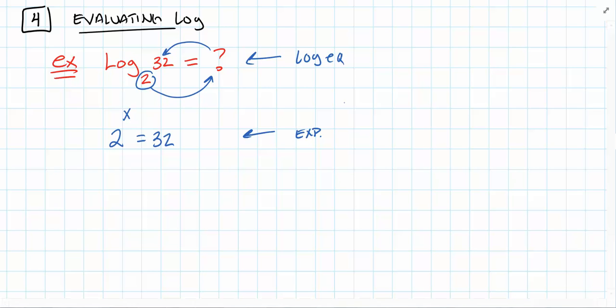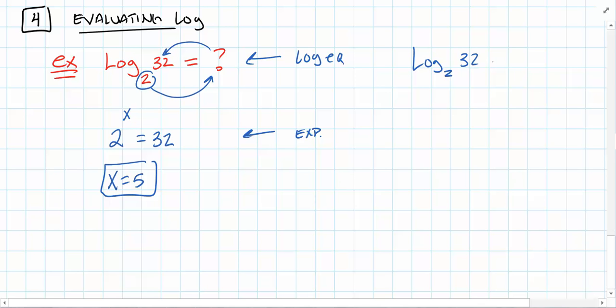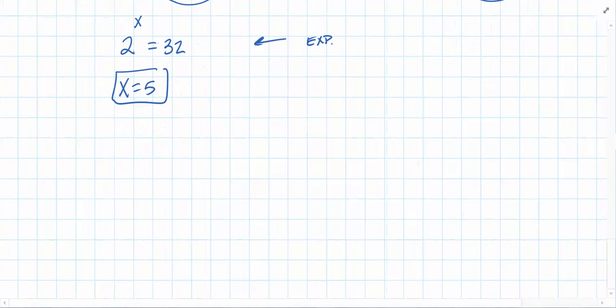Anybody know what that is? 5. Yeah, x must be equal to 5. Okay, so that means that log base 2 of 32 is equal to 5 because 2 to the 5th gives me back 32. Does that sound good? Okay, let's try another one.